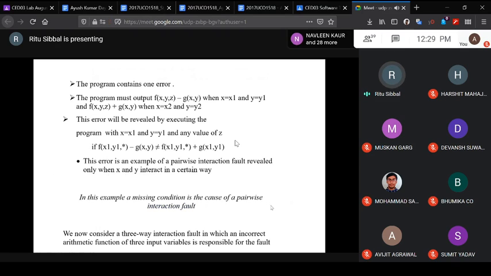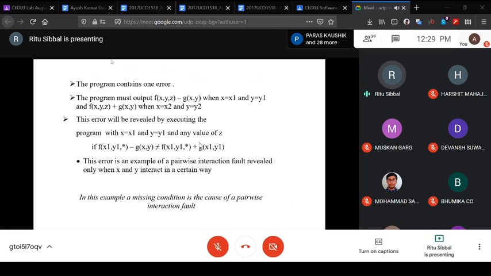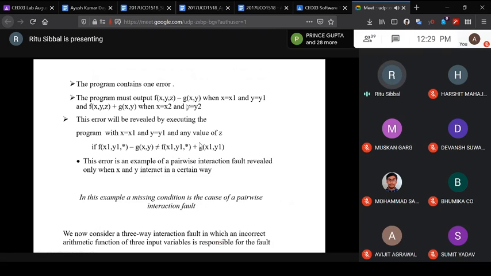Now this program contains one error, and that is because of some wrong statement or missed statement in the program. And the error is that the program must output this minus when x is equal to x1 and y is equal to y1, and when x is equal to x2 and y is equal to y2, then it must output this plus. So we have written only this statement, and this statement we missed by chance.